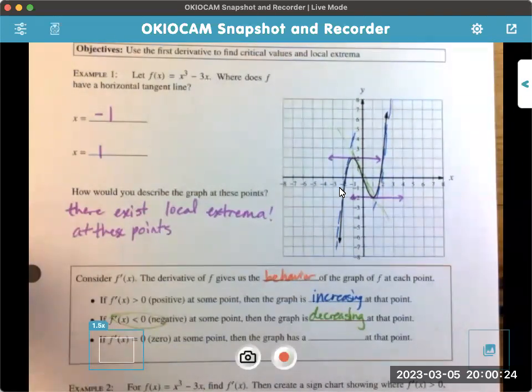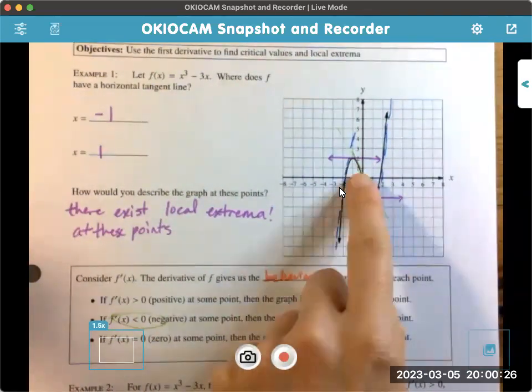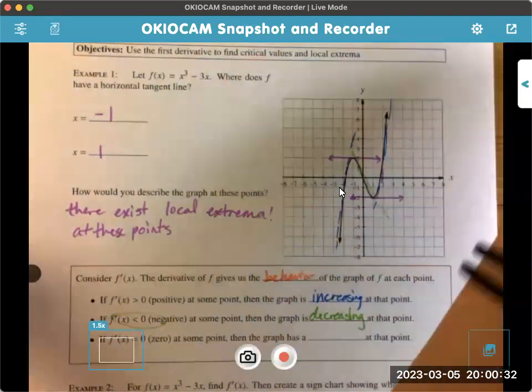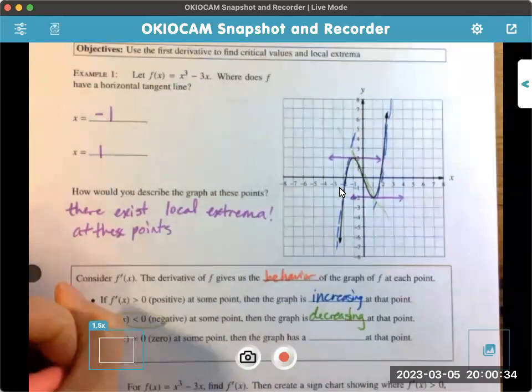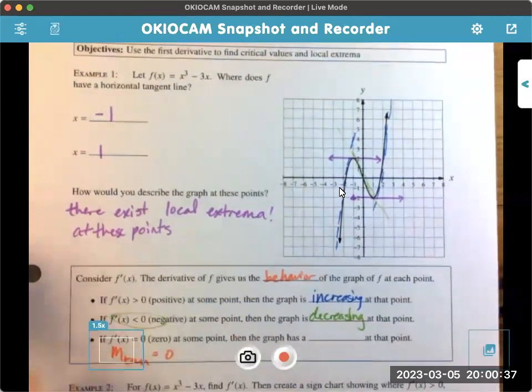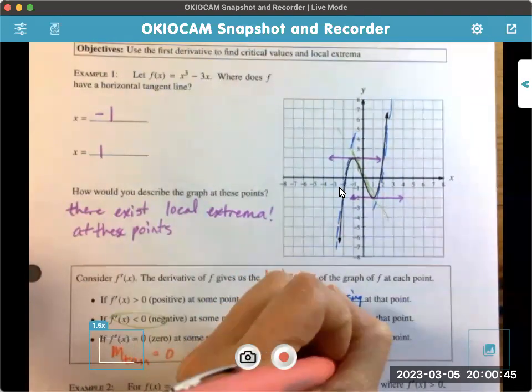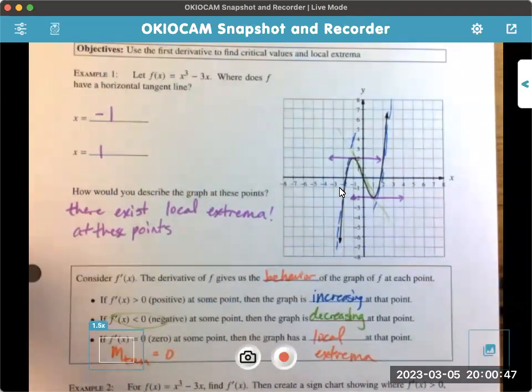So if f prime is 0, meaning the slope of the tangent line is 0, then the graph has a local extrema at that point. Okay, so this is another reason why derivatives are important. It tells us the behavior of the function itself. Where are we increasing, where are we decreasing, where do we have a hill, valley, max, min.